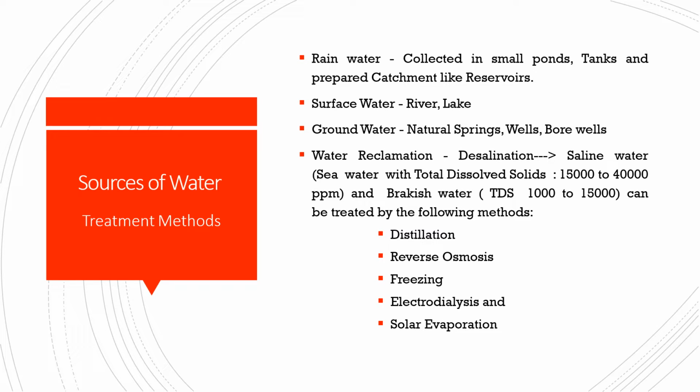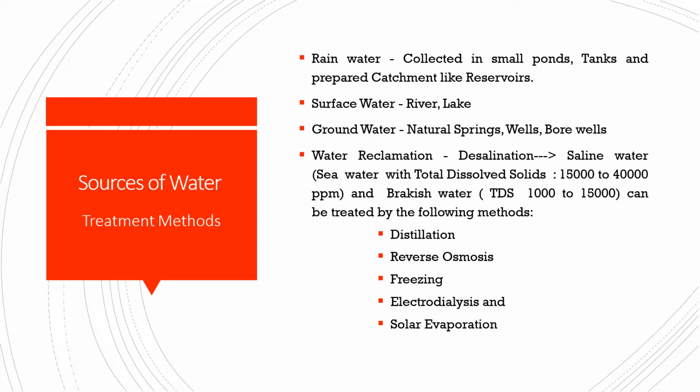Rainwater is collected in small ponds, tanks and prepared catchment areas like water reservoirs. Surface water is normally from rivers and lakes. Groundwater is from natural springs, wells and borewells. Water reclamation from desalination is from saline water, seawater and brackish water, which have high total dissolved solids.